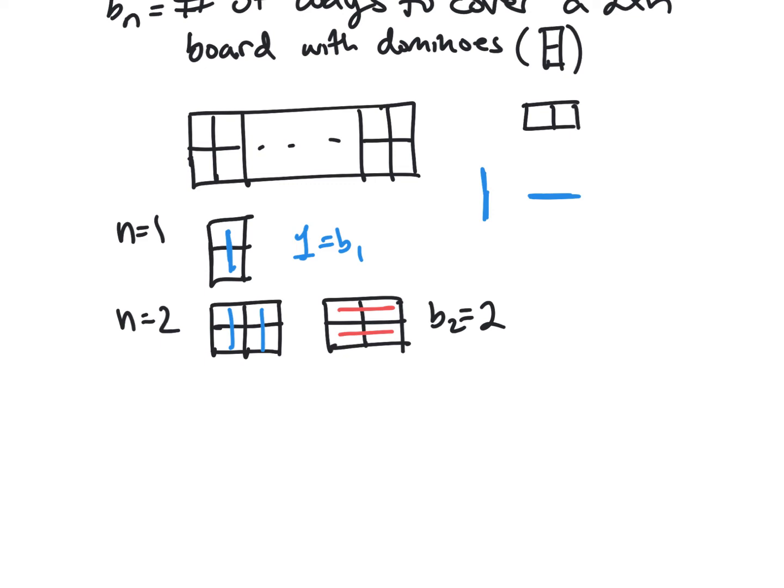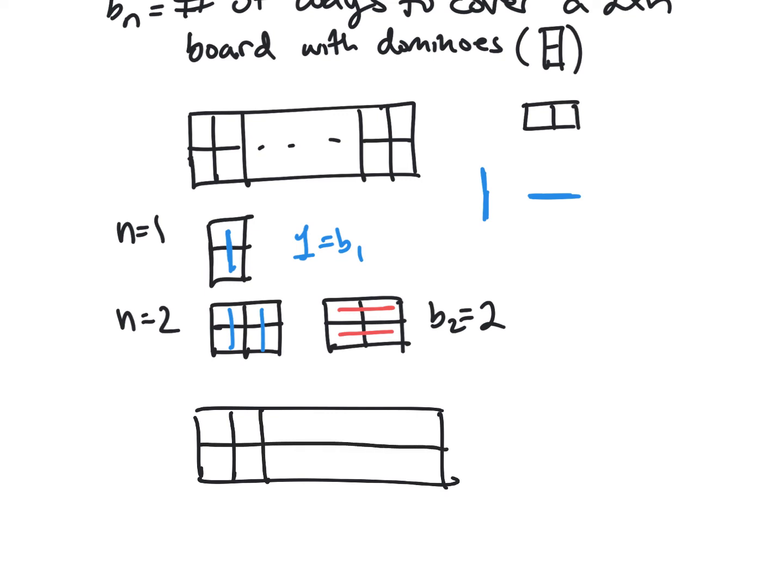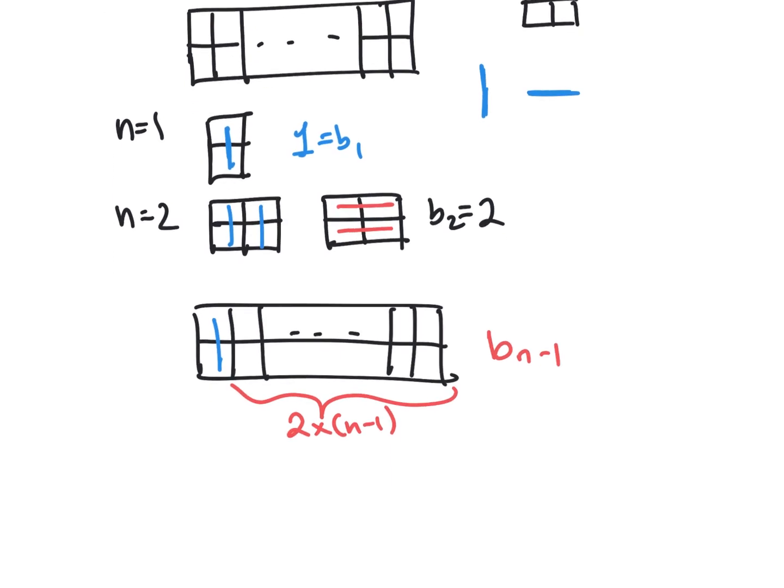And this tells me a little bit more about how this is going to work in general. So if we have some long board, I really need to think about how I am going to lie this first tile, right? Because if I lie the first tile vertically, now I am left with a 2 by n minus 1 board. And so then it's just, okay, how many ways are there to fill in this? And so this would be exactly b n minus 1 ways, because it's just filling in the remaining n minus 1.